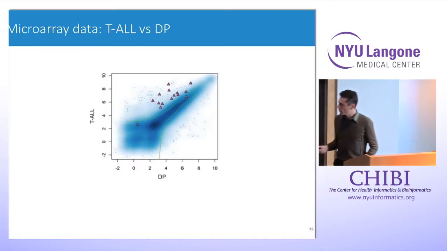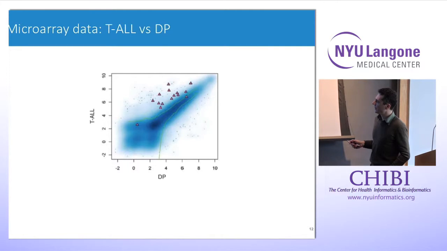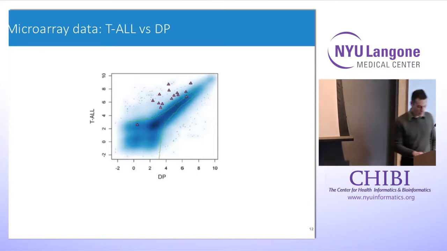So the first data set we got was a very simple microarray data set between normal and leukemic double positive cells. And we just verified that classic Notch targets like HES1, Deltex were actually upregulated in leukemia compared to normal.